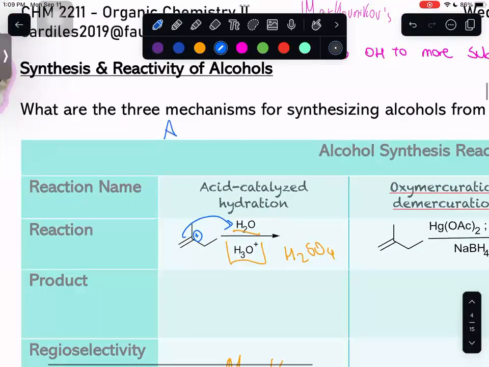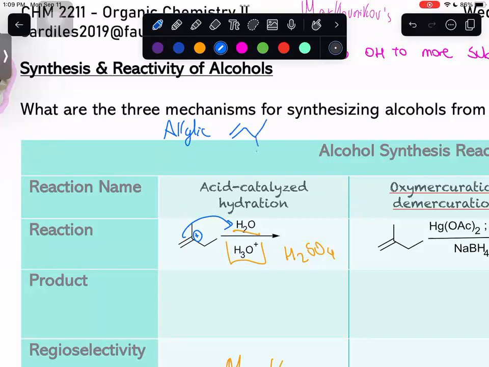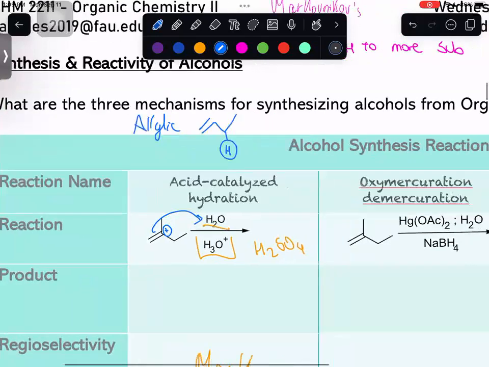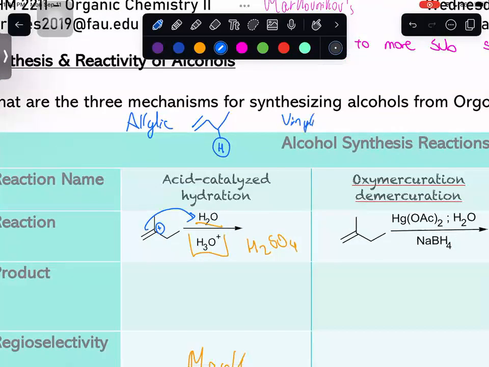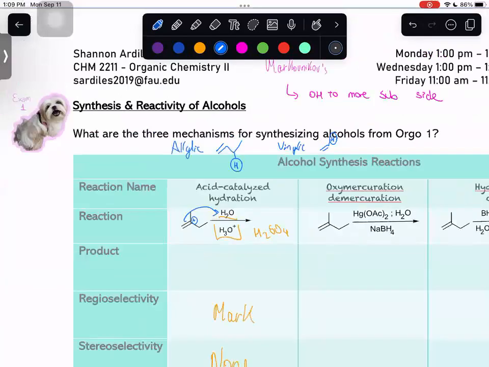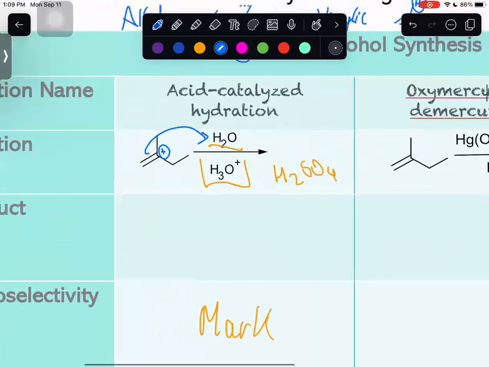Could you draw a little something? Yeah, let's do it here. Allylic: for example, let's say that's my double bond, and I'm looking at that hydrogen. That's the allylic position. And then vinylic is where the carbocation is, directly connected to the double bond. You can just replace that hydrogen with a carbocation.